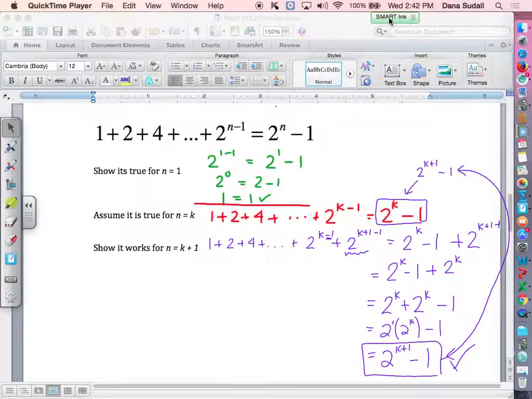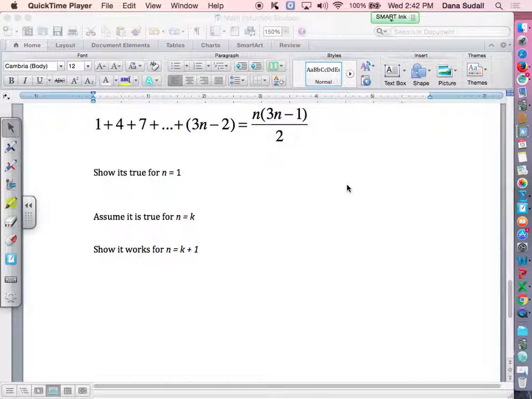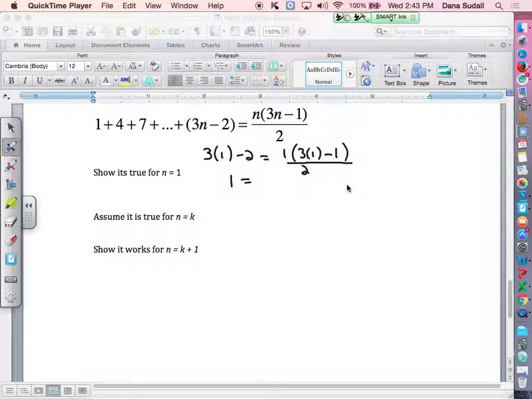Now the third example is the one that you had for one of your review problems. So there it is. So same idea. If we try to show that it works for the first term, so if I plug in n is 1, I'm going to have 3 minus 2, which is 1. I would have 3 minus 1 in the top, which is 2 over 2, which equals 1. So the left side equaled the right side, so at least it works for one term.